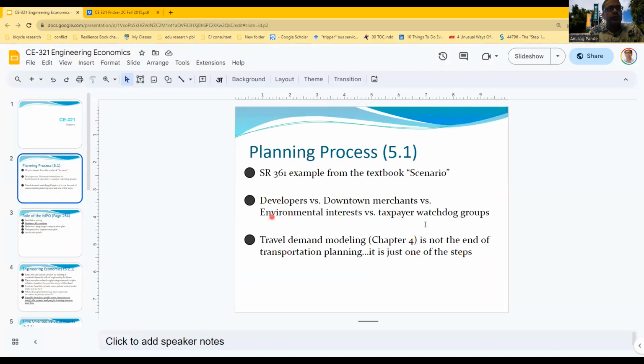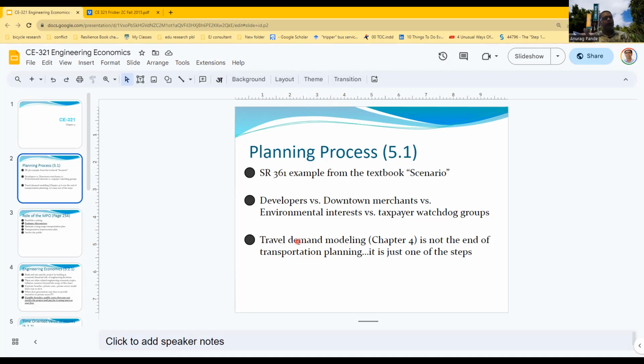So let's go back to the notes here. So again, this is just different interest groups. And here I want to point out that in travel demand modeling that we learned in chapter 4, which is about if we build a certain facility or given the existing condition, how many people are expected to use a roadway, a transit facility, whatever it is, a piece of transportation infrastructure. That is what we call travel demand modeling. So travel demand modeling is one part of it. And ultimately, we use that travel demand modeling to estimate benefits and compare them to costs so that we can actually decide what type of infrastructure to build, whether or not to build certain infrastructure.